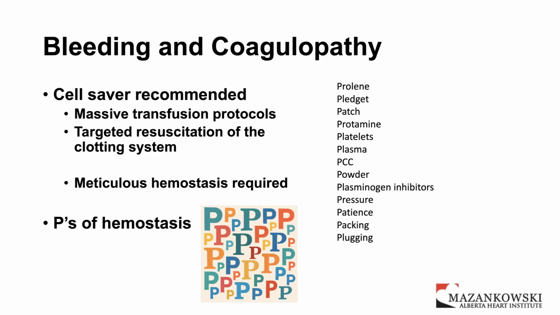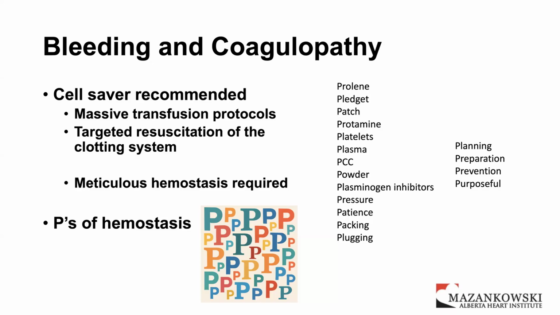So there's a big pile: Prolene, pledgets, pericardial patch or patching, protamine, platelets, plasma, PCC, powder, whether you use Arista powder or snow, plasminogen inhibitors, pressure, patients, packing, plugging, put your finger on the hole and fix it. But none of that will be a replacement for planning, preparation, prevention, and being purposeful with your actions, your surgical motions, and your surgical decisions.